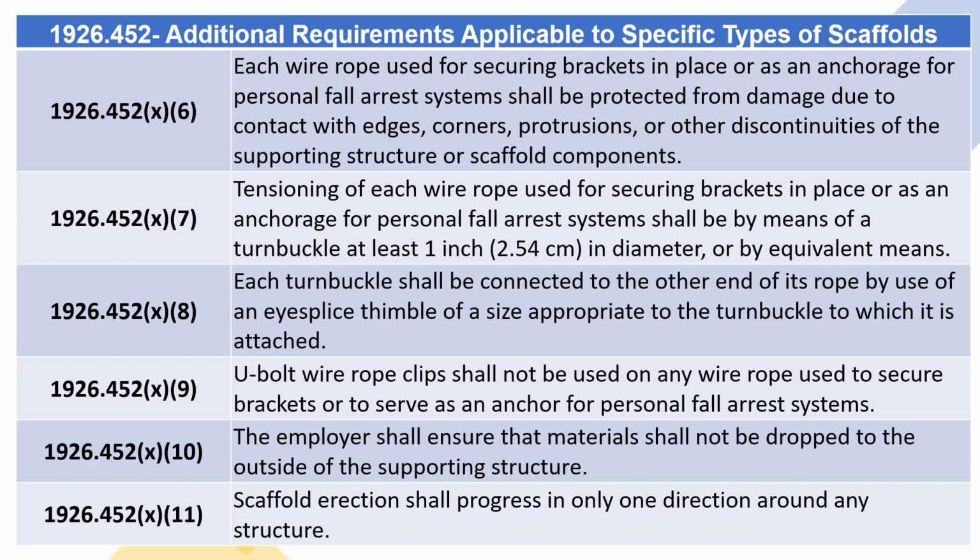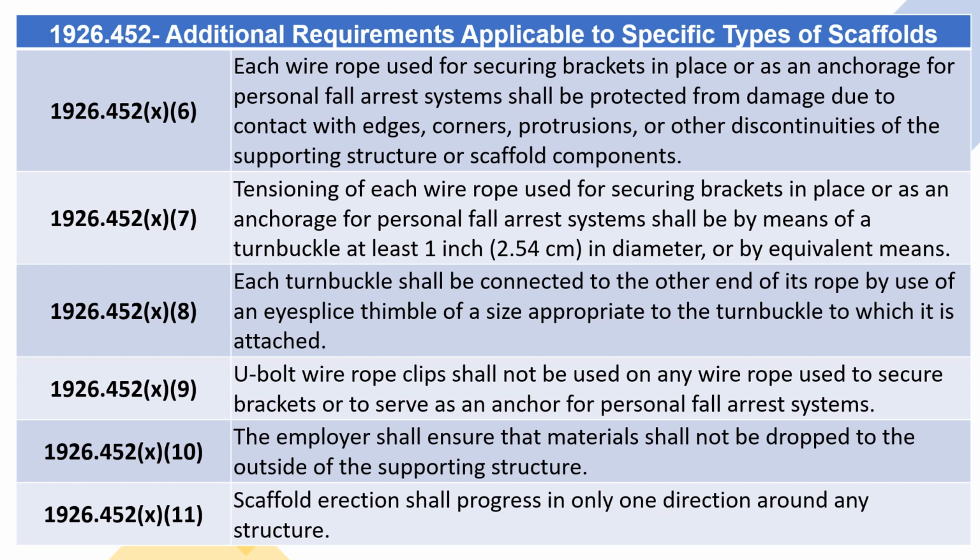1926.452(x)(7): Tensioning of each wire rope used for securing brackets in place or as an anchorage for personal fall arrest systems shall be by means of a turnbuckle at least 1 inch (2.54 centimeters) in diameter, or by equivalent means. 1926.452(x)(8): Each turnbuckle shall be connected to the other end of its rope by use of an eye-splice thimble of a size appropriate to the turnbuckle to which it is attached. 1926.452(x)(9): U-bolt wire rope clips shall not be used on any wire rope used to secure brackets or to serve as an anchor for personal fall arrest systems.